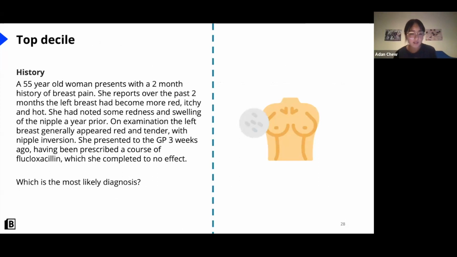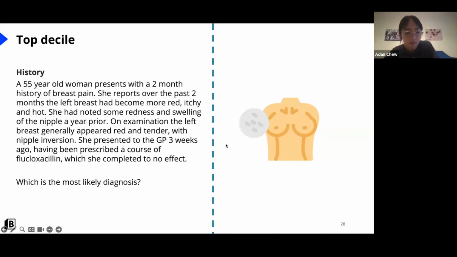So this case history is a 55-year-old woman who presented with a 2-month history of breast pain. She reports over the past 2 months, the left breast had become more red and itchy and hot. She'd also noted some redness and swelling of the nipple a year prior. On examination, the left breast appeared generally red and tender with nipple inversion, but localized to the breast. She presented to the GP 3 weeks ago, having completed a course of flucloxacillin, and she has said it's not done anything to it. So which is the most likely diagnosis?